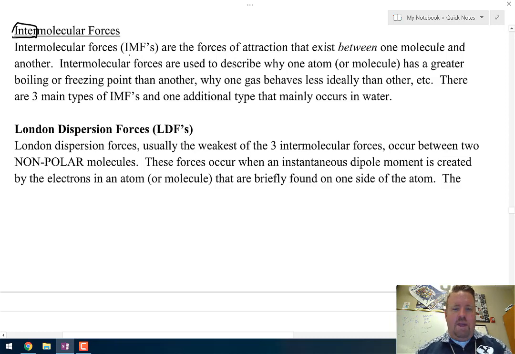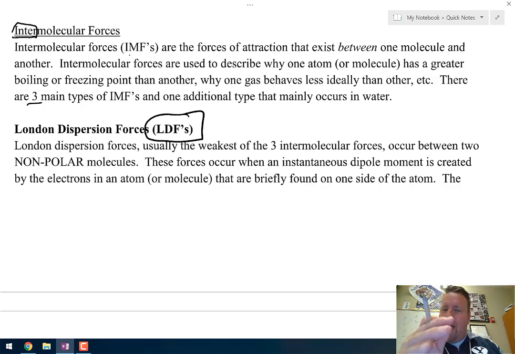So there are three main types of intermolecular forces. The first one is called London dispersion forces. You can abbreviate that by just writing LDFs. London dispersion forces is the attraction between one atom or molecule and another. Typically, it is the weakest of the three intermolecular forces. If everything else is the same, then London dispersion is the weakest. We're going to see some examples when it isn't, but in most cases, it is the weakest of the three.